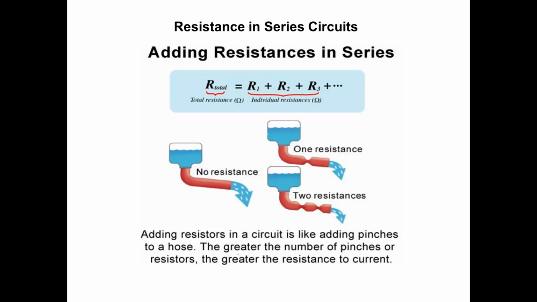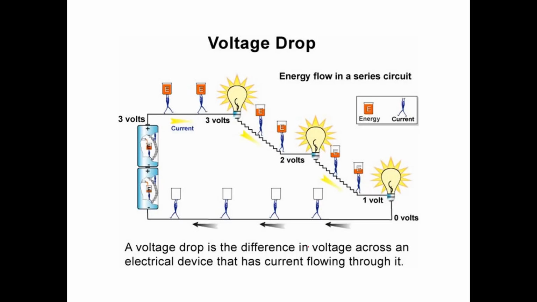Something else in a series circuit is that the total resistance is the sum of all the individual resistances. If I'm a charge, I have to fight through one resistor, another resistor, and a third resistor. I've often given the analogy in class of going through one door, then the next door, then the next door to get out of the room. It's more difficult if I have to open and close consecutive doors to get out of the room. So adding resistors in a circuit is like adding pinches in a hose or doors to get out of a room. The greater the number of pinches, resistors, or doors, the greater the resistance to current.